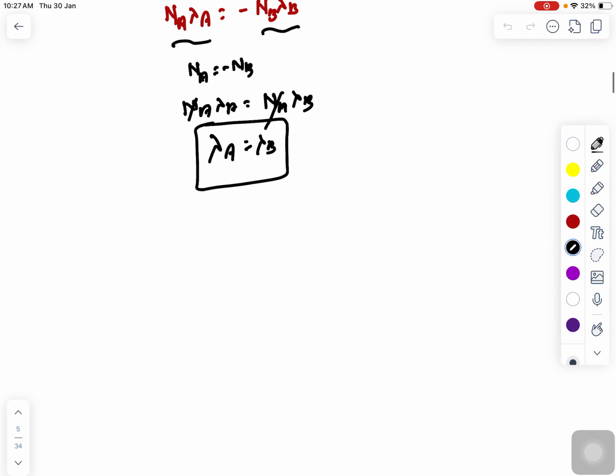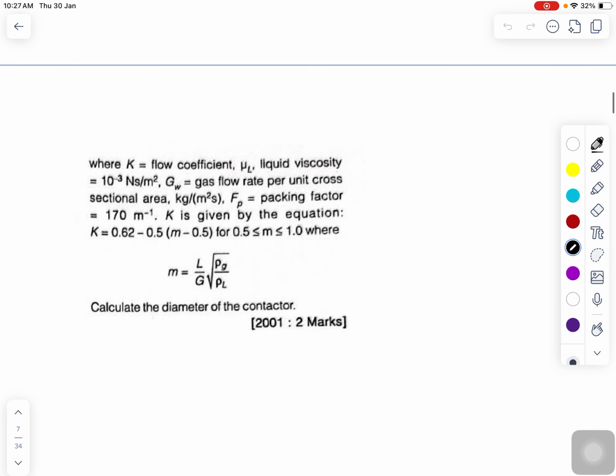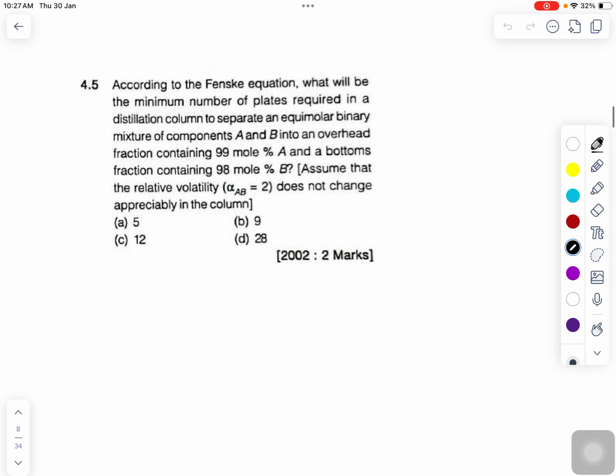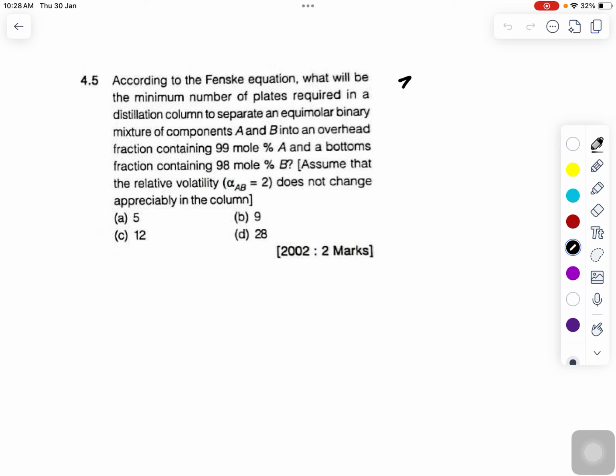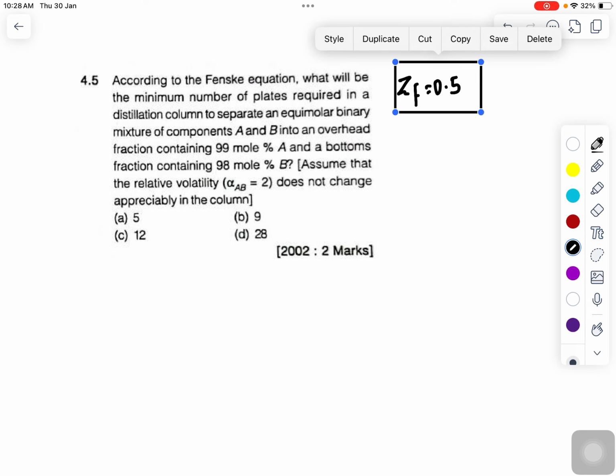Okay, so with that I'll move forward to the next question of today's discussion. The question says: according to the Fenske equation, what will be the minimum number of plates required in a distillation column to separate an equimolar binary mixture? So when we talk about equimolar, the feed composition will be 0.5. The mole fraction of the more volatile component in the feed will be 0.5, and the overhead fraction xd is given as 0.99, and the bottom fraction contains 98% of B. So what is the mole fraction of A? That is your 0.02.